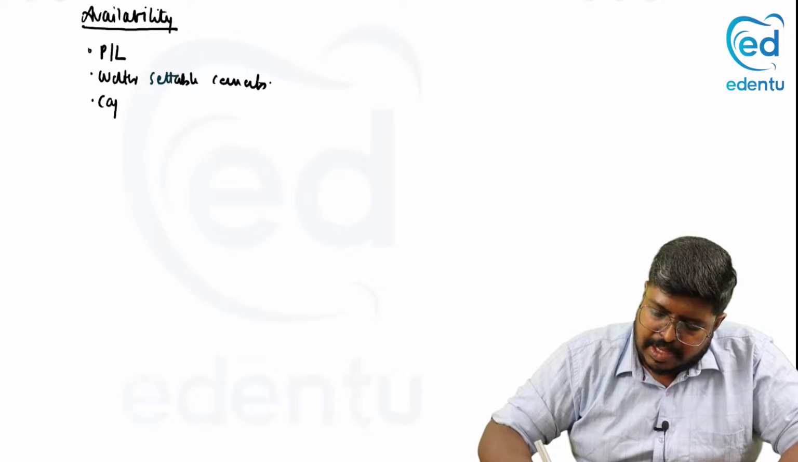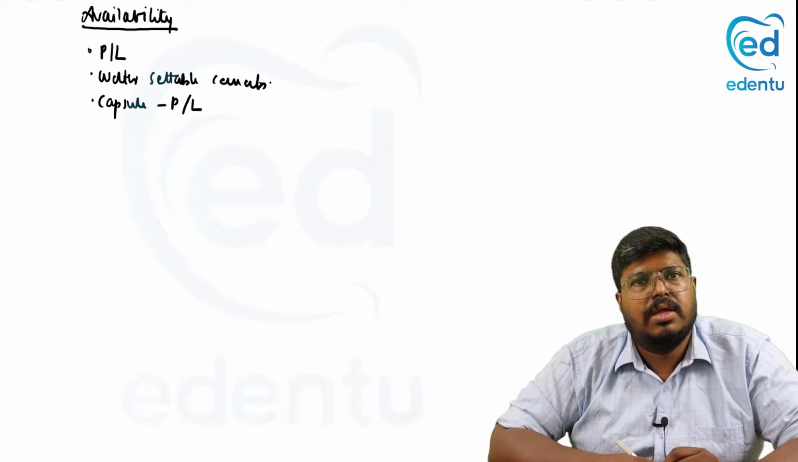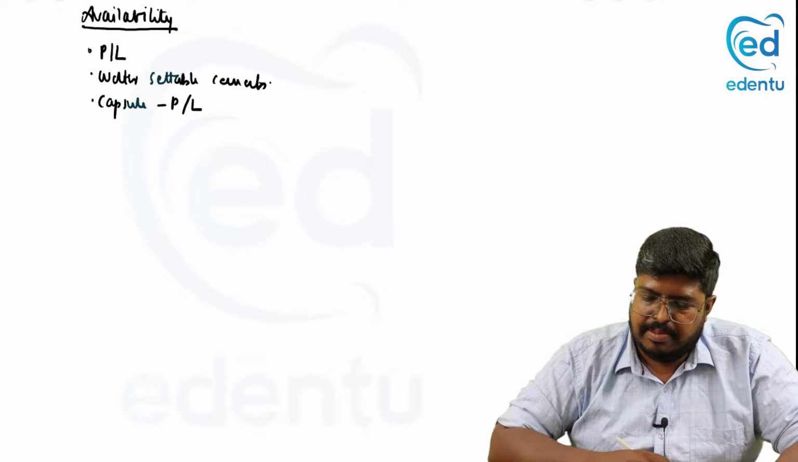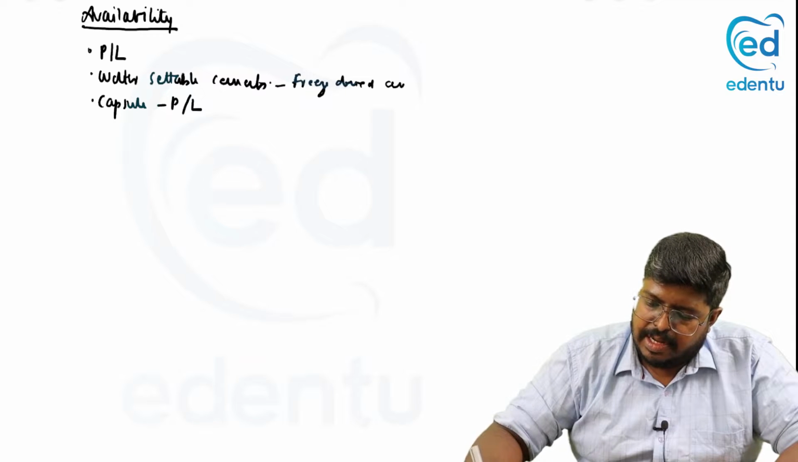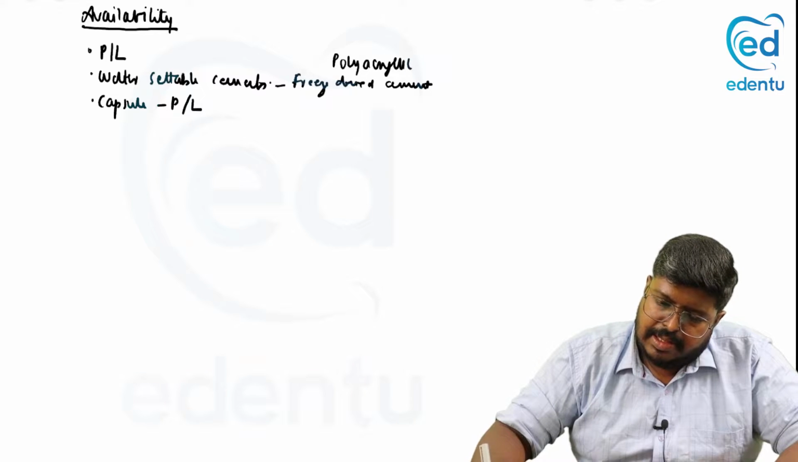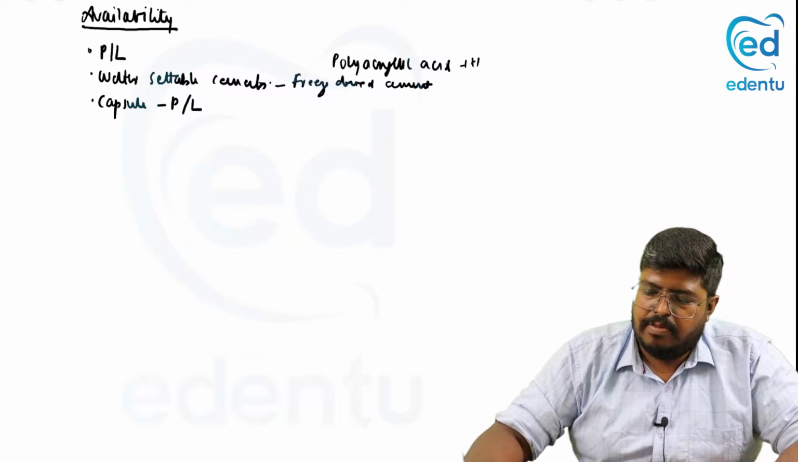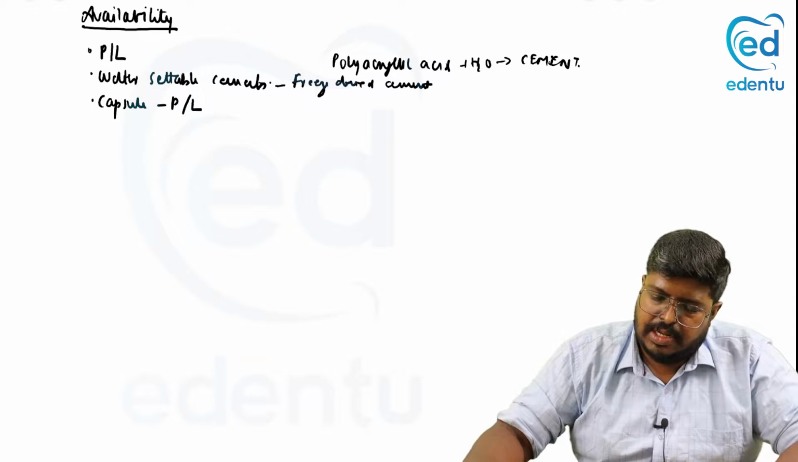Or you can have it as a capsule: capsule powder and capsule liquid. You can break and mix the two capsules together and get a pre-mixed capsule. Water settable cements are the most important ones, where you get freeze dried polyacrylic acid, and when you add water to this component, you get the cement.